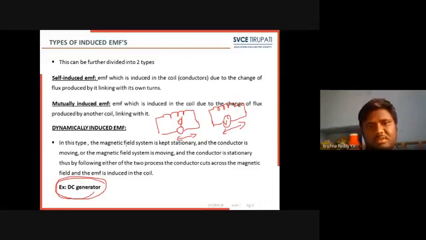In this type, the magnetic field system is kept stationary and the conductor is moving, or the magnetic field system is moving and the conductor is stationary. Once either of the two moves, the conductor cuts across the flux.